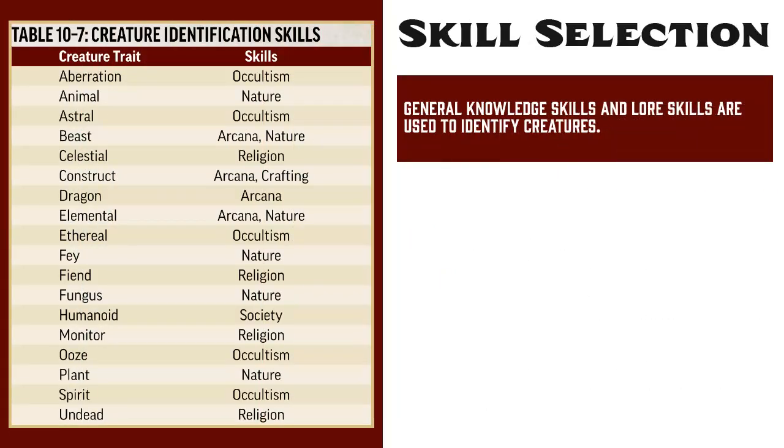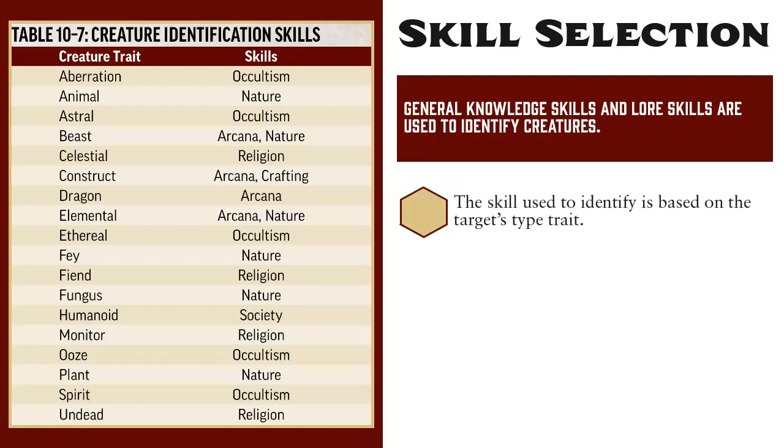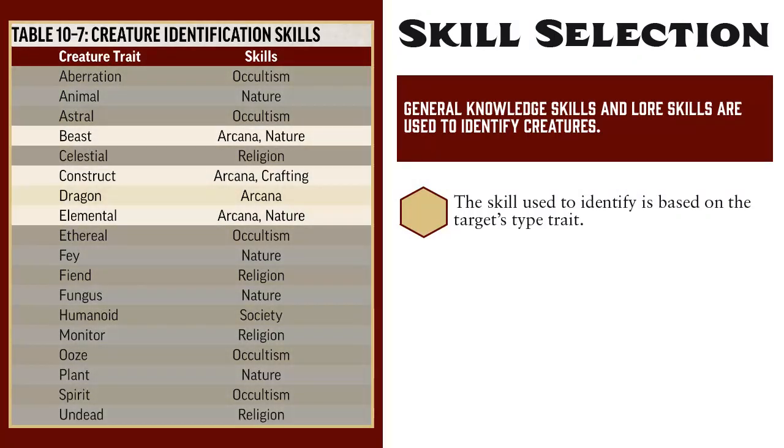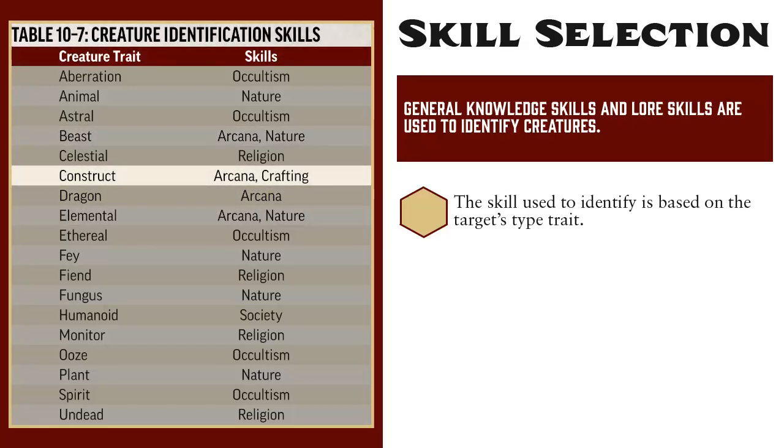But before rolling that check, you need to know which skill to use. By default, the skills you use to identify a creature are based on its traits. The table on page 505 spells it out for you. Arcana is used to identify beasts, constructs, dragons, and elementals. Crafting is used to identify constructs.